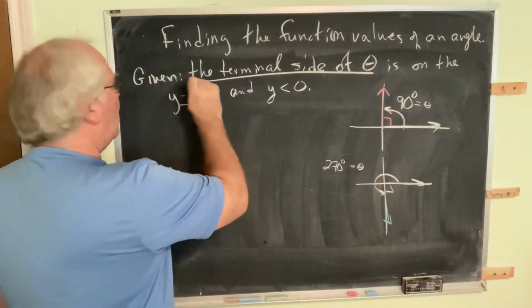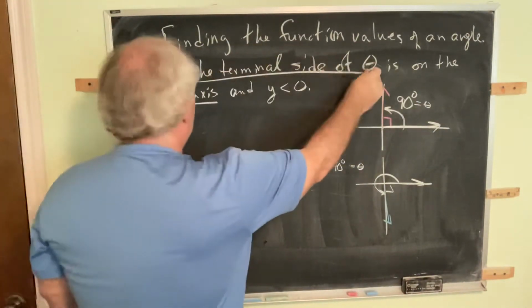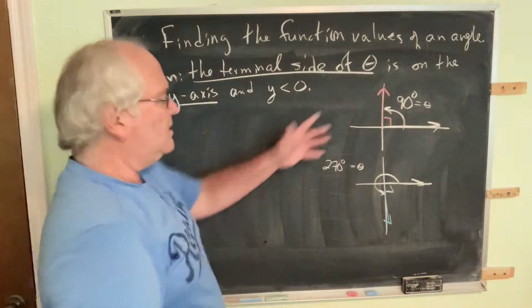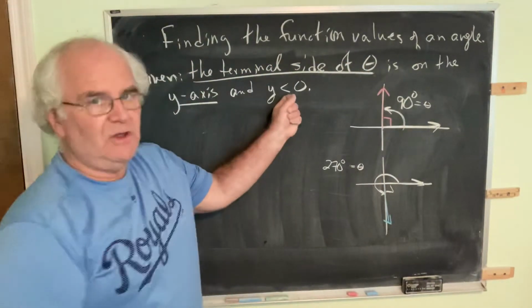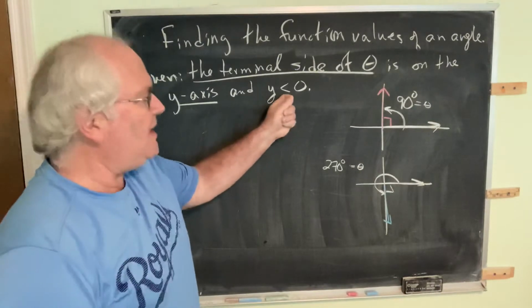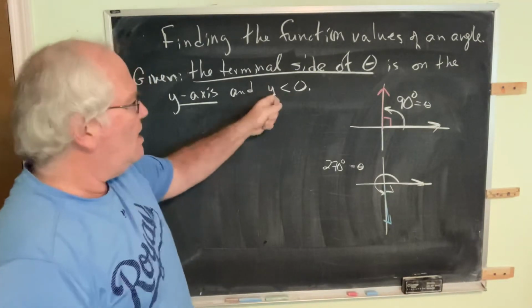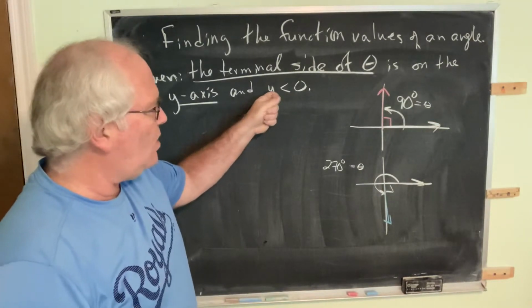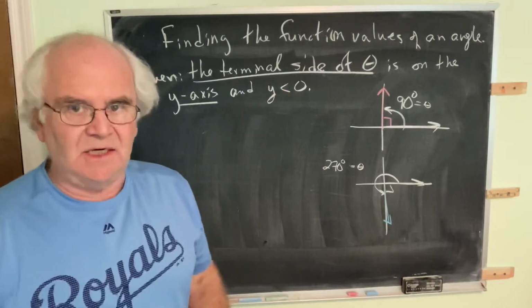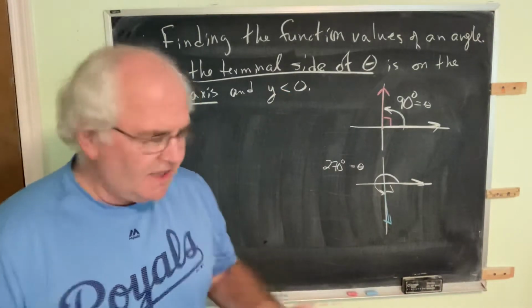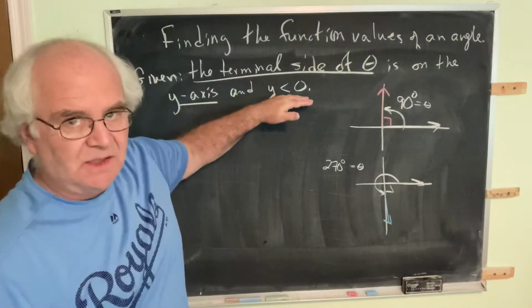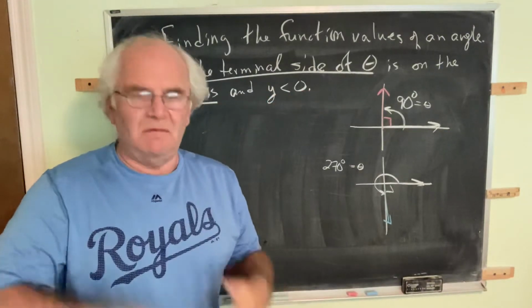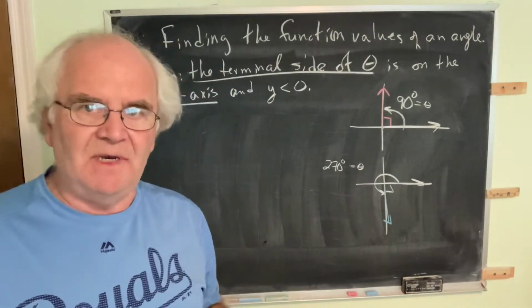And so all we're given so far is the terminal side of theta is on the y-axis. So the question is, which of those is it? Well, that's why you must also be given an additional piece of information. We're given that the y value in question must be less than 0. You could just as easily have been given y value is greater than 0. One of the two must be given. It's random as to which one you happen to get.